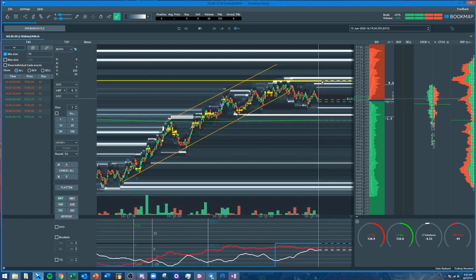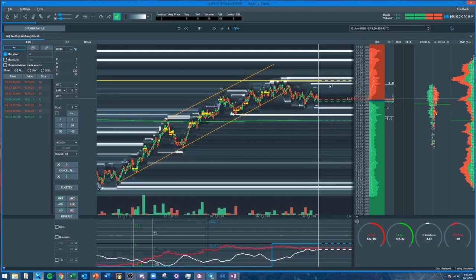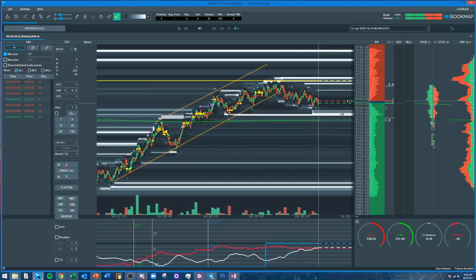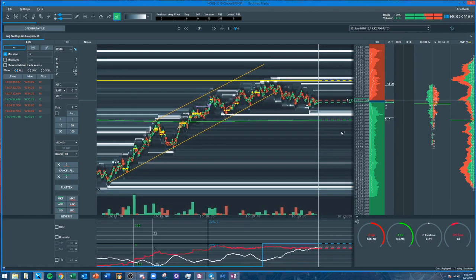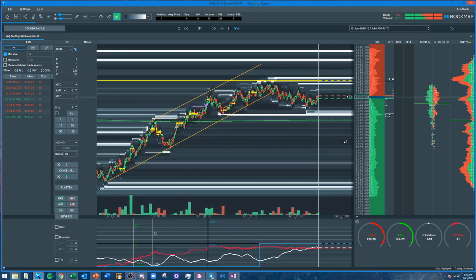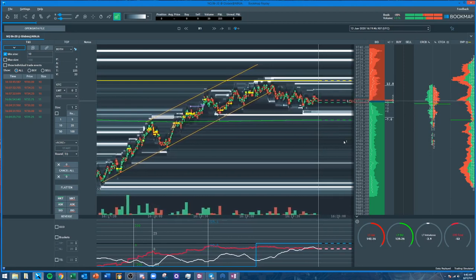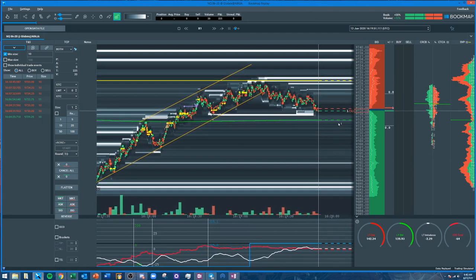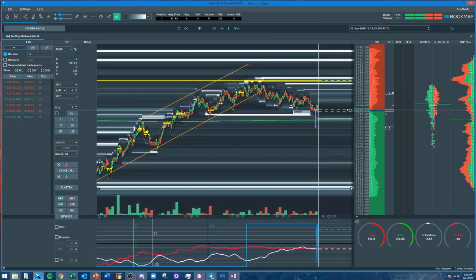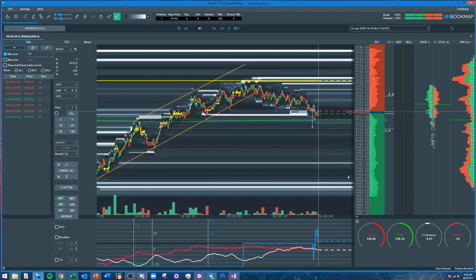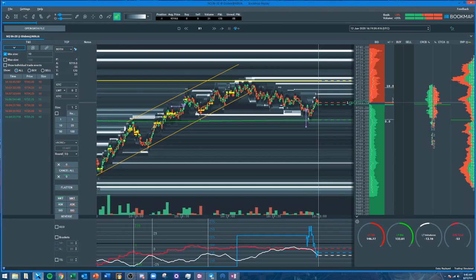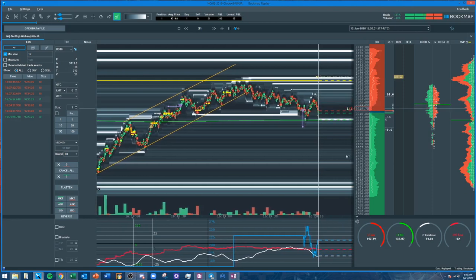You can see the shorts are adding in more. They're selling at lower and lower levels. Now we've got some support building here. You can see there's weak volume on the buy side, so I'm going to enter a short here. And I'm going to put my stop right above there.